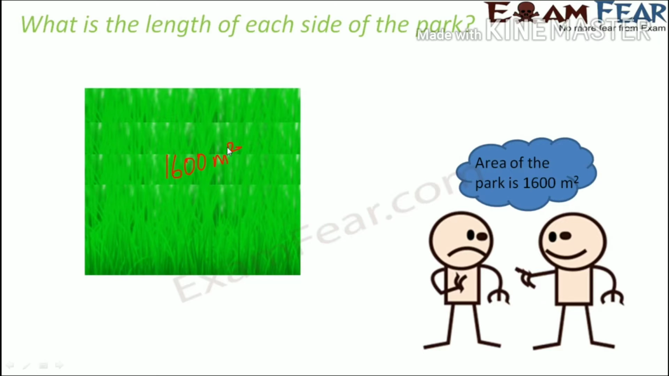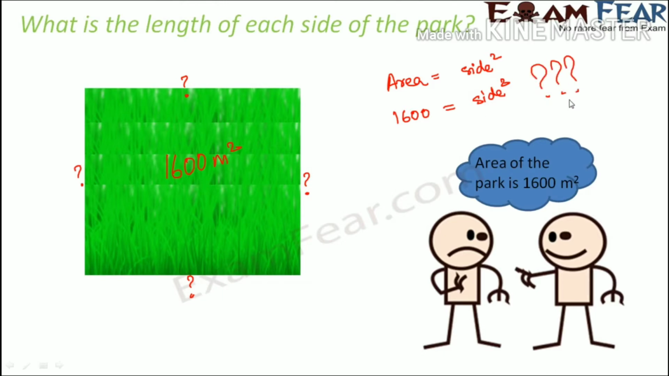So now your friend asks you what is the length of each side of the park, because you do not know how long is each side of the park. So that's not known to you. So how will you find out the length of each side of the park? All we know is that area of a square is equal to side square. That is, whatever is the length of the side, square of that gives area. So 1600 is the area which is known to us. But what is the side? How will we find out the value of side?